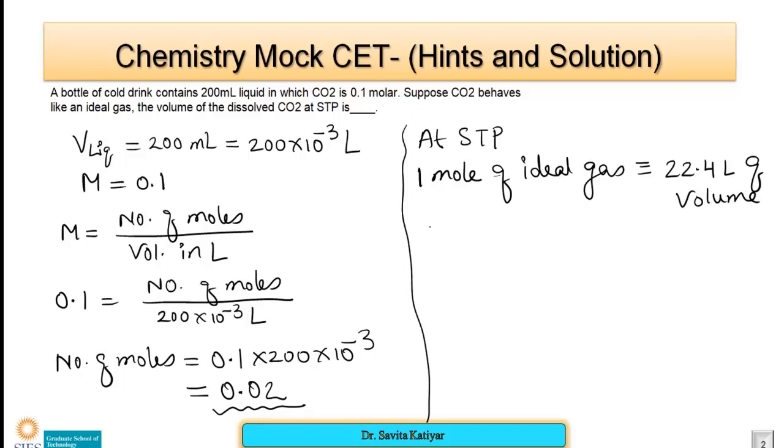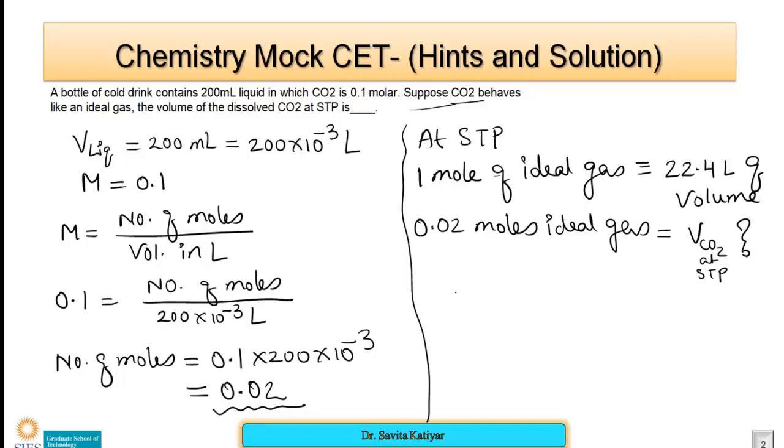So what volume will 0.02 moles of the ideal gas occupy? In this case, CO2 is supposed to be ideal gas. It will occupy what volume? So 0.02 moles of the ideal gas, which is nothing but CO2 in this case, will occupy what volume at STP? Okay, so this we have to calculate.